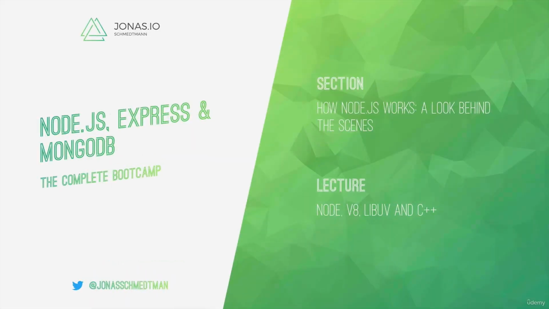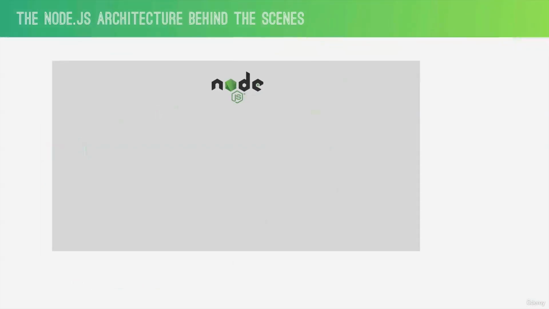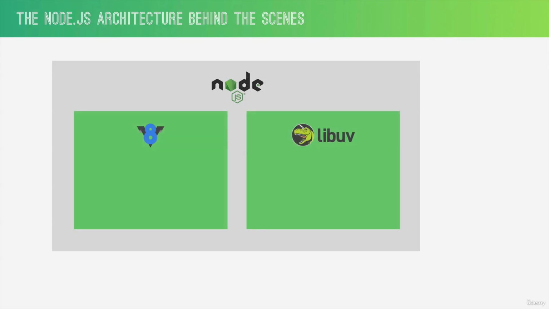Now, in order to set the stage for the next couple of lectures, let's start by learning a bit about the Node architecture. So let's represent that architecture here in terms of Node's dependencies, which are just a couple of libraries that Node depends on in order to work properly. So the Node runtime has several dependencies, and the most important ones are the V8 JavaScript engine and libuv.